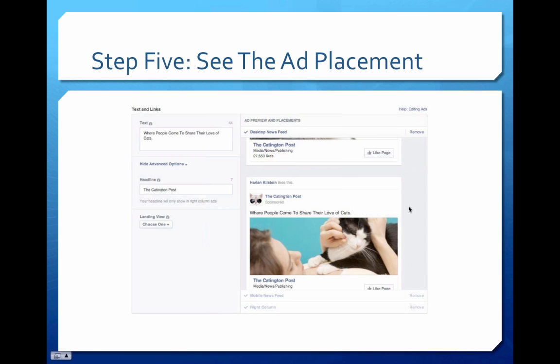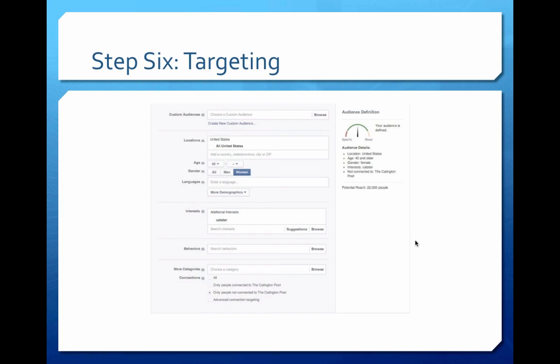So if I was doing page likes, I would remove, until we get solidified with a good right column ad, the right hand column. If you look right down on the bottom, you can barely see it, it says remove. I would remove the right hand column. Step 6, targeting. Friends, this is where the money is. Pay attention. I'm going to show you this, but this is where the money is.